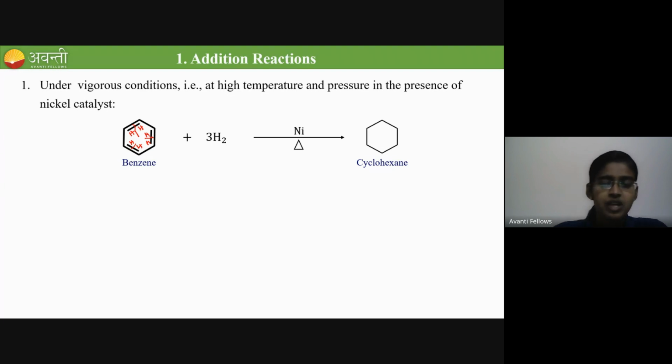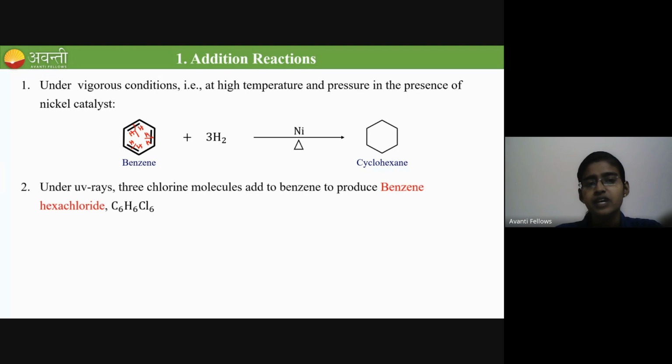Okay. Now, instead of this nickel catalyst, instead of giving this heat energy, if we are providing light energy, if we are providing UV rays, 3 chlorine molecules will get added to the benzene to produce benzene hexachloride of formula C6H6Cl6. So take the benzene and add 3 moles of chlorine molecules.